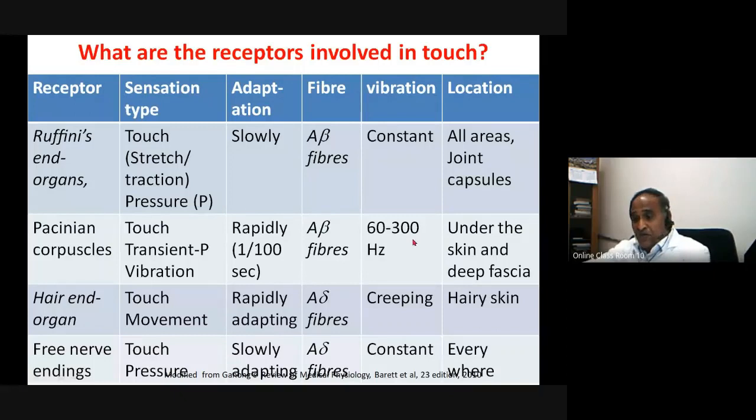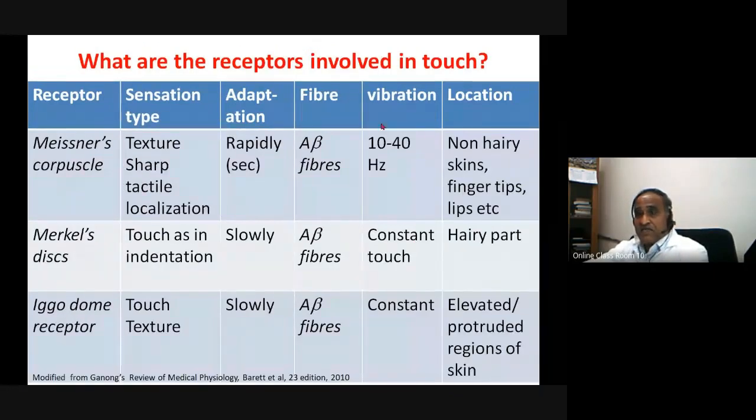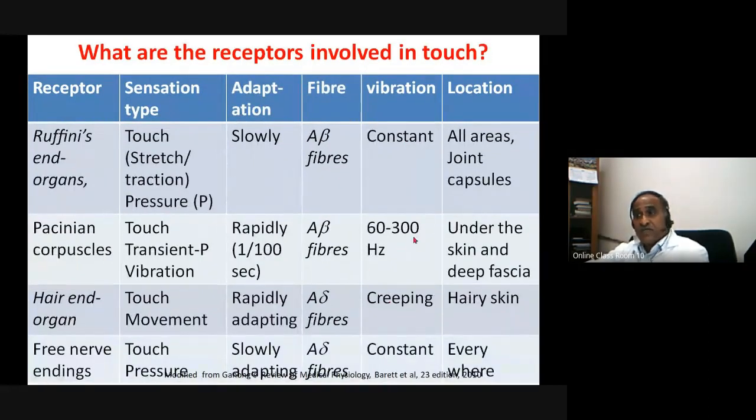If you look at the Meissner's corpuscles, they have a lower frequency, 10 to 40 hertz, and these ones have 60 to 300 hertz. That means these are the two receptors which detect vibrations: the Pacinian corpuscles for the higher frequency, and the Meissner's corpuscles for the lower frequency of vibration. The Pacinian corpuscles are present under the skin and the deep fascia.